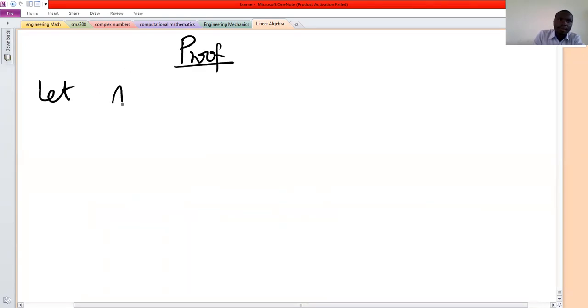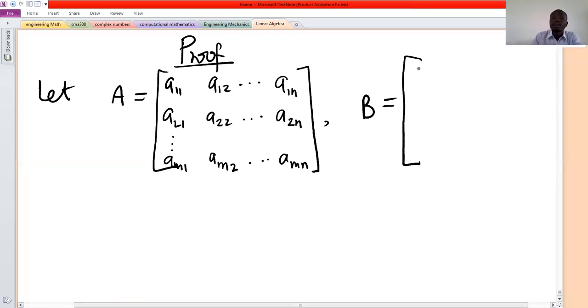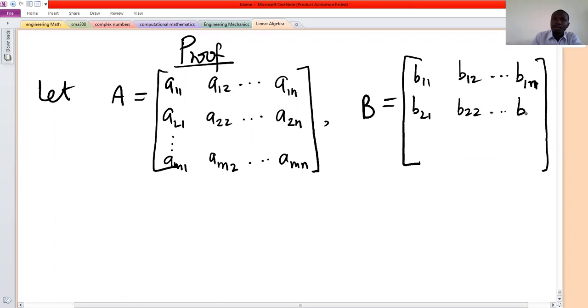So let A be the matrix with entries A11, A12 up to A1n, A21, A22 up to A2n, and then Am1, Am2 up to Amn, and let matrix B be given by B11, B12 up to B1n, then B21, B22 up to B2n, and then Bm1, Bm2 up to Bmn.